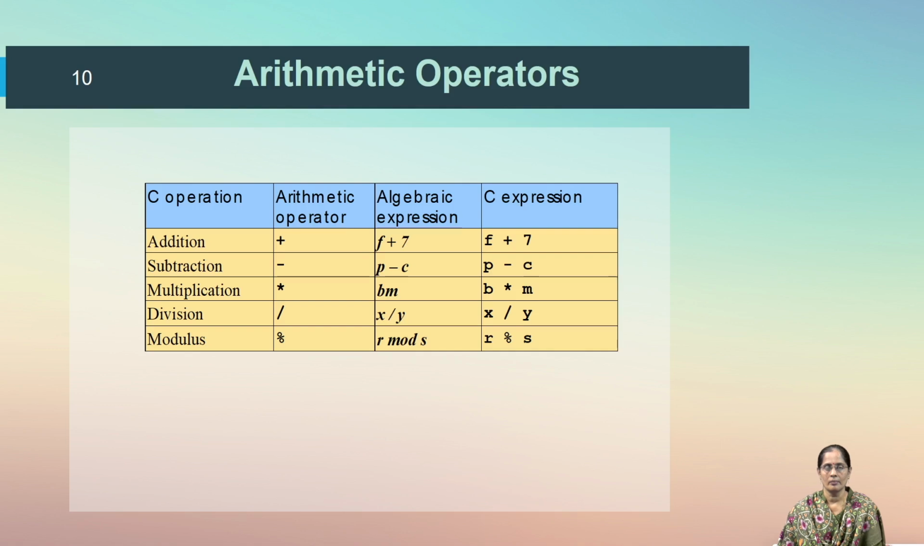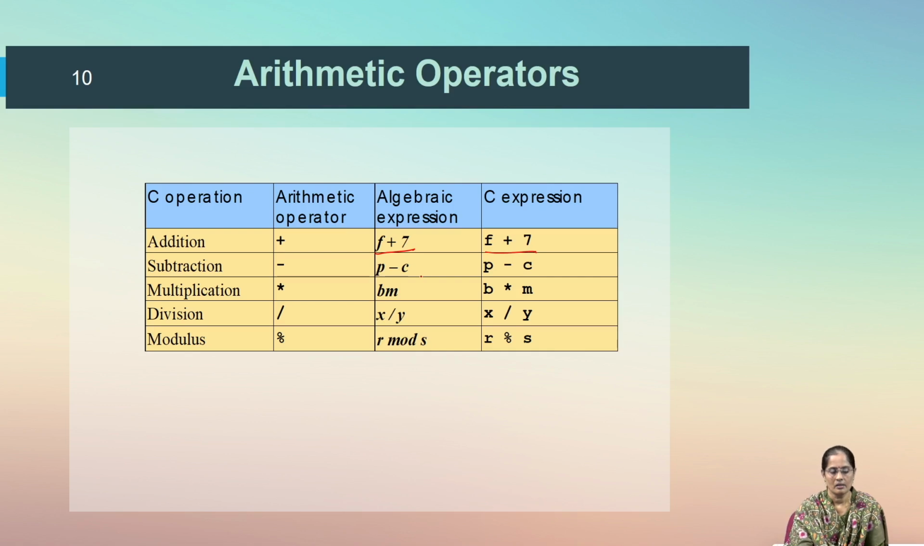In the second column, the arithmetic operators, actually the symbols, show how it is being applied. In the third column we can see the algebraic expressions, and in the fourth column we can see how it is being translated into a C expression. Say for instance, if we use the algebraic expression f plus 7, this can be converted to the C expression as f plus 7 again.